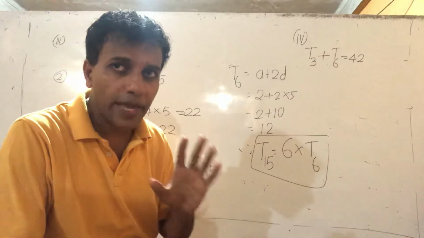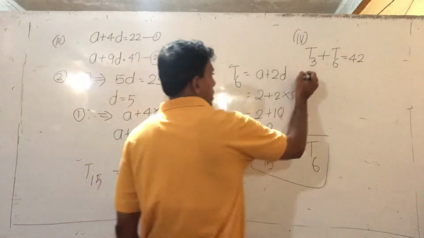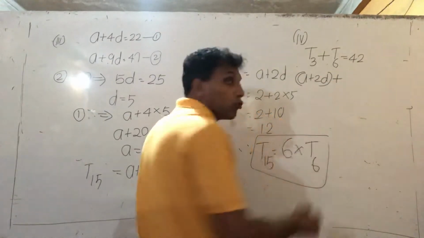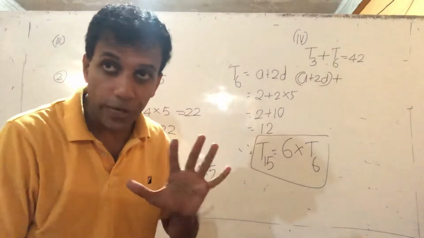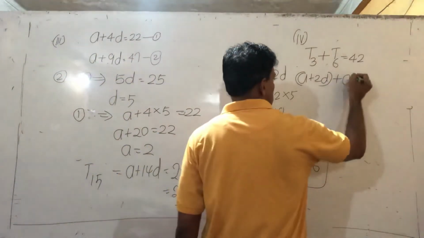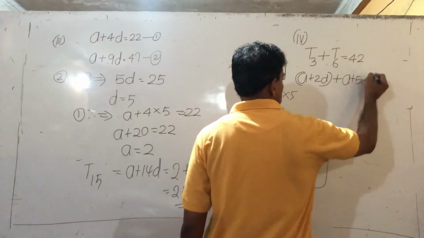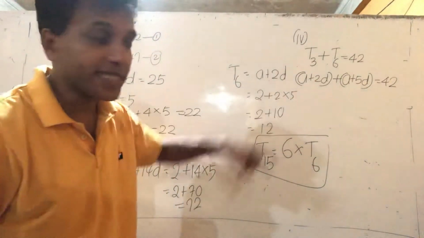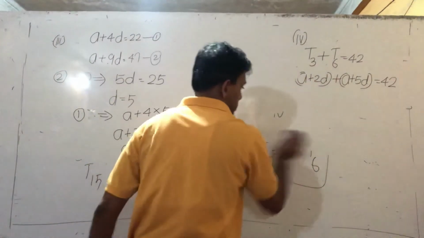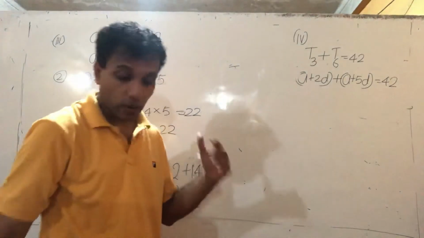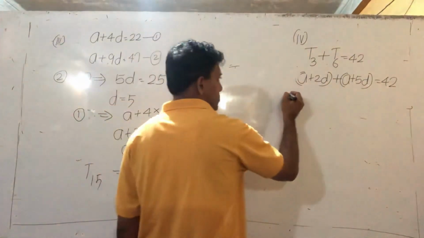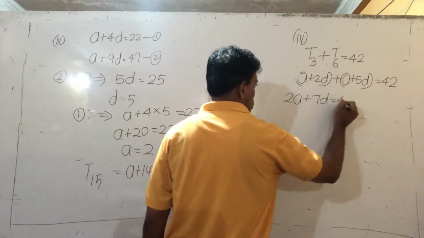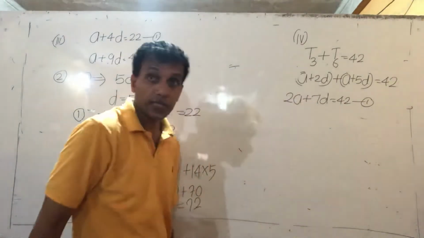How is the third term? A plus 2D, plus the sixth term, A plus 5D. Both together equal 42. Now build one simultaneous equation. Count how many A's: 1A, 1A, 2A. How many D's? 7D. Equal to 42. This is my first equation, very useful.